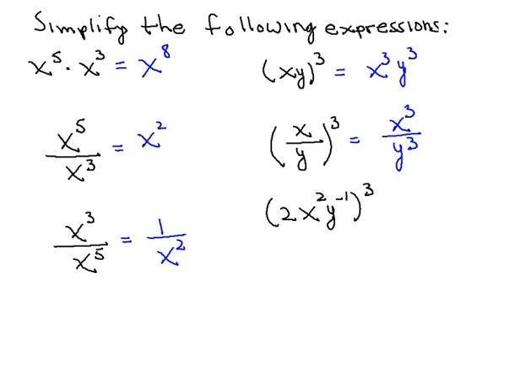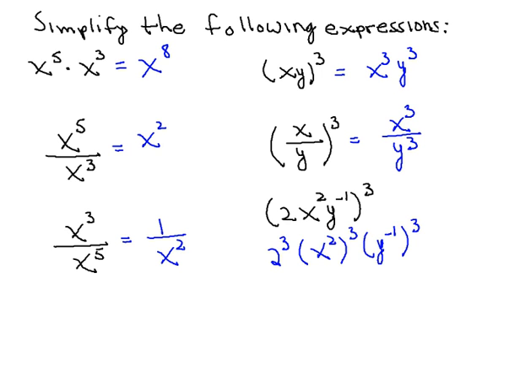And for our last example, we have a product now, 2x squared y to the negative 1, to the third power. So we'll raise each factor inside to the third power. So we'll have then 2 to the third. We'll have then x squared to the third, and then y to the negative 1 to the third power.